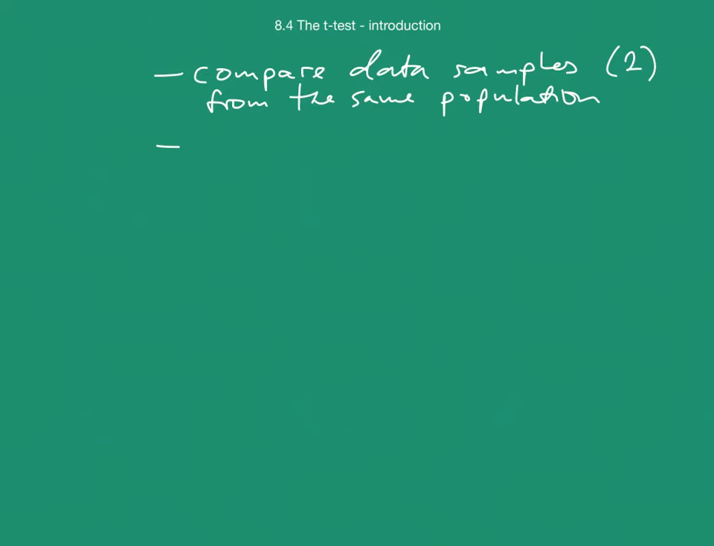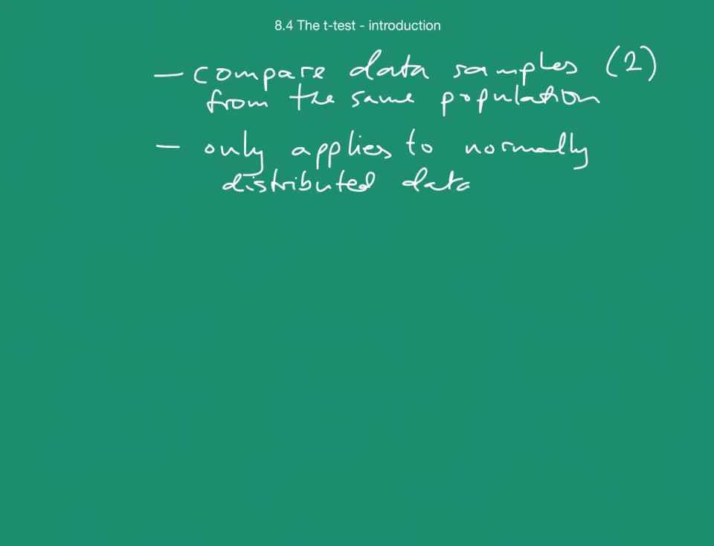Now, another important point is that a t-test can only be used, it only applies to normally distributed data. So that's an assumption we have to make when we do a t-test: the data we are looking at fits a normal probability distribution.